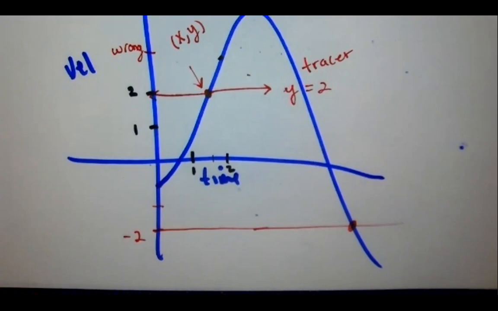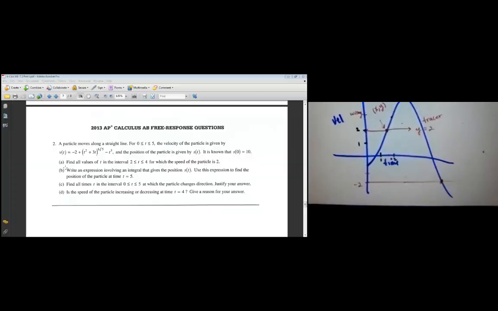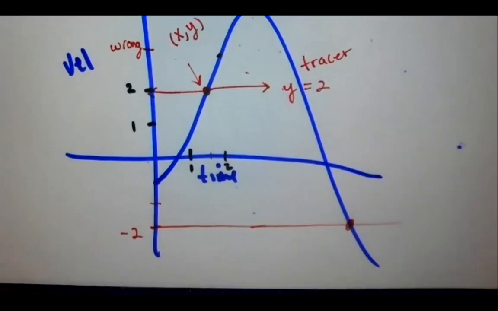Okay. All right. So let's go check out how that looks on a calculator. Part A, find all the values of t where the speed is 2. Got it. We're going to go to the calculator. We're going to graph velocity. We got it. We're going to graph the tracer, y equals 2. And now there was one more piece to that puzzle.